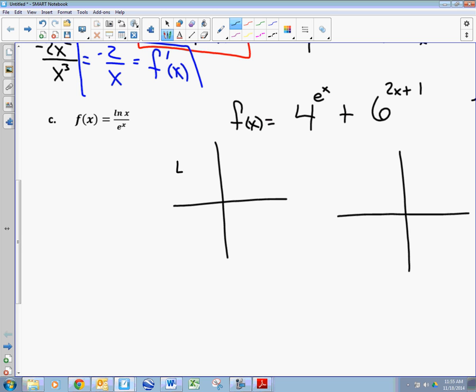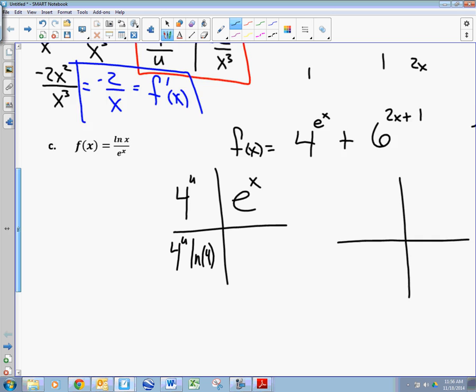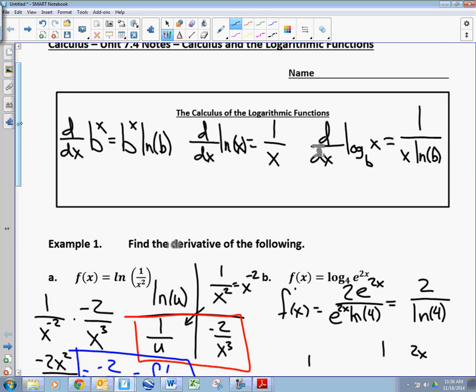So 4 to the u, what's the inside? What's the derivative of 4 to the u? If you look at your rules up above, this one right here, the derivative of b to the x is b to the x times the natural log of b.